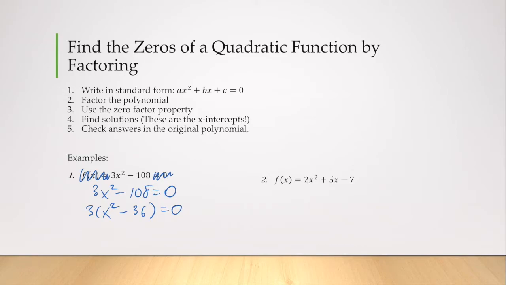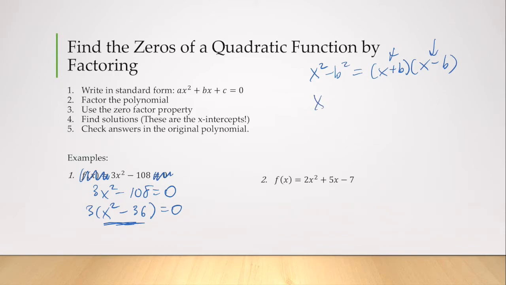Here's the thing. I can continue to factor x squared minus 36. This is an example. If I have x squared minus b squared, that's the product of a sum and a difference. Sum meaning add, difference meaning subtract. This is a rule that you may have needed to memorize or learn off the top of your head.